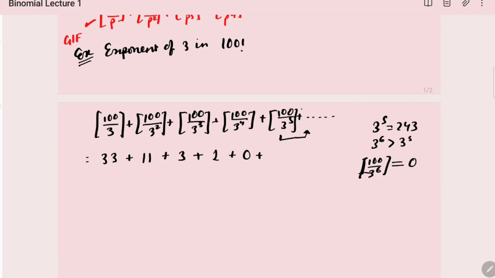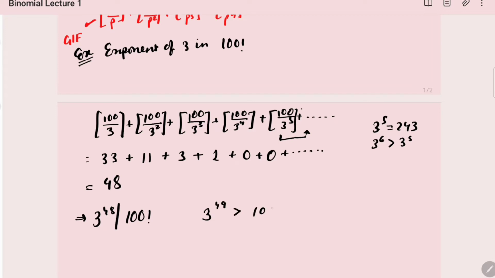So basically you do not have to consider the brackets after a certain number of steps. All these numbers are going to be 0 after a finite exponent. So then you have to calculate: 33 plus 11 is 44. 44 and 3 is 47. 47 and 1 is 48. So basically what we want to say is that 3 to the power 48 exactly divides 100 factorial. If I say 3 to the power 49, that is going to be greater than what divides 100 factorial.